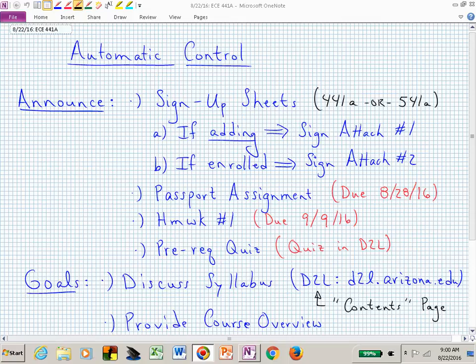This is a course on automatic control. And on the screen you will see announcements and goals. That's the typical way that we will start class.